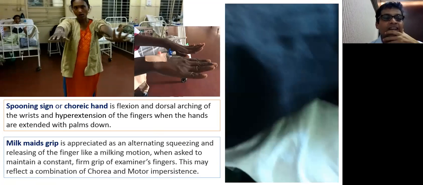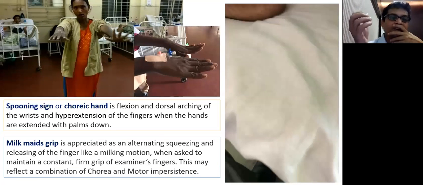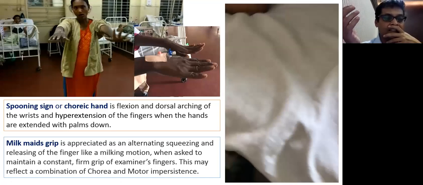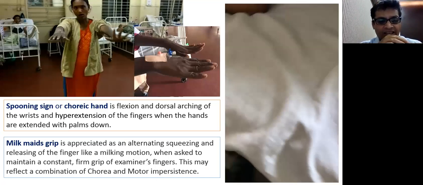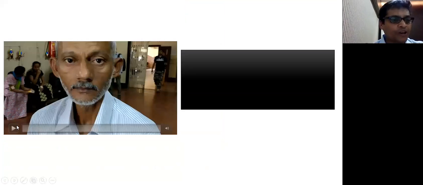Classical milkmaid sign or milkmaid grip, where the patient alternately squeezes and releases the fingers like a milking motion. So it is basically because of motor impersistence seen in chorea. One more sign describing chorea.